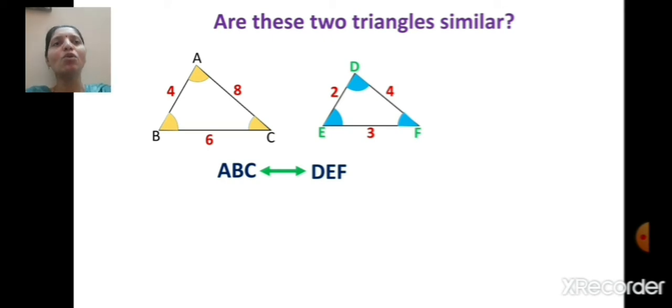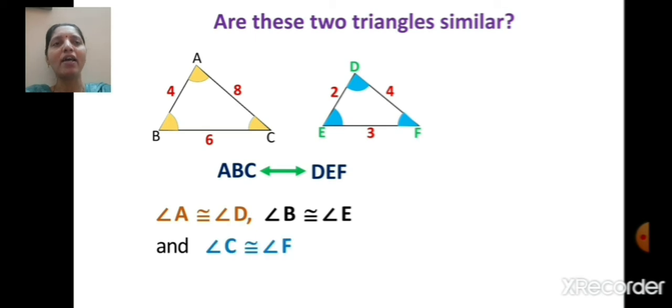Okay, so what is the first condition? Their angles should be congruent. So here you will write angle A is congruent to angle D, angle B is congruent to angle E, and angle C is congruent to angle F. Right, now the second condition is you have to find the ratio of their corresponding sides.